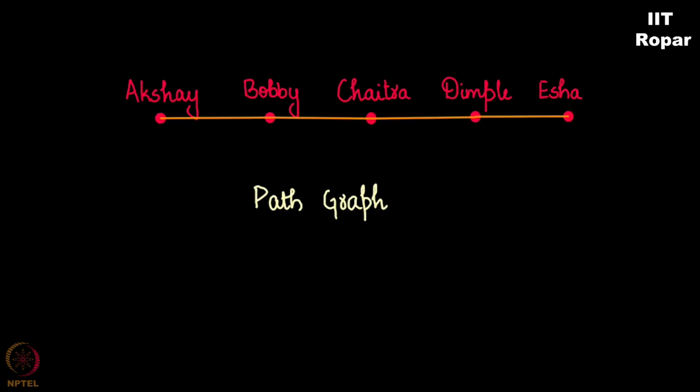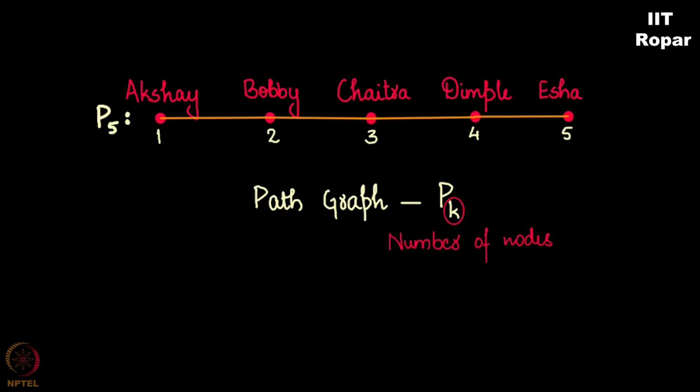Okay, this is called a path graph, and we represent it by PK, where K is the number of nodes here. So how many nodes do you have here? 1, 2, 3, 4 and 5. So this is called a P5. This is called a P5 graph. Okay, so these are all notations. We are just warming you up to understand these notations and examples and definitions, so that when we use them, you are comfortable knowing what is what.